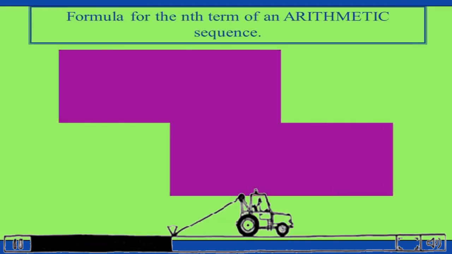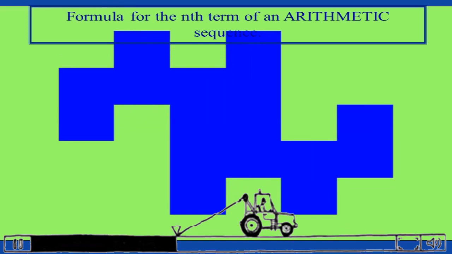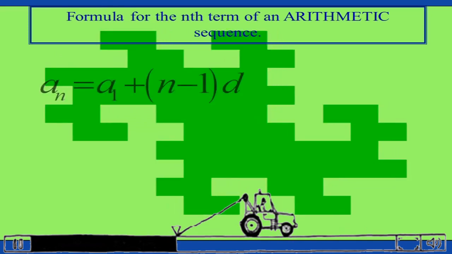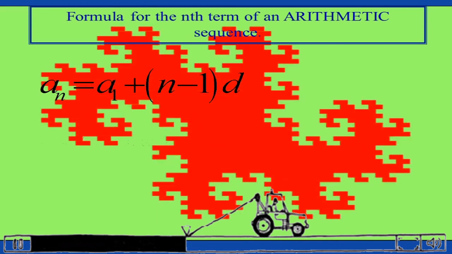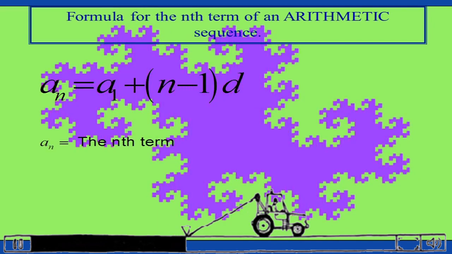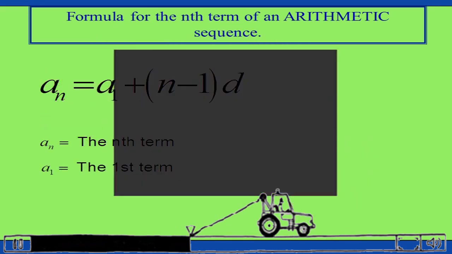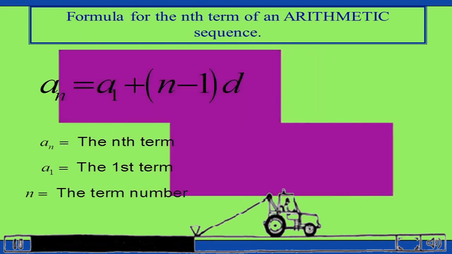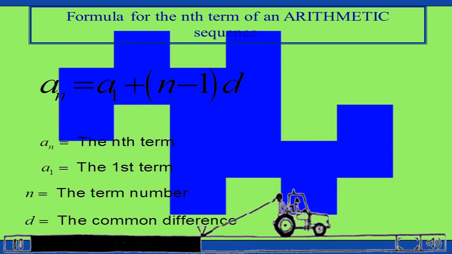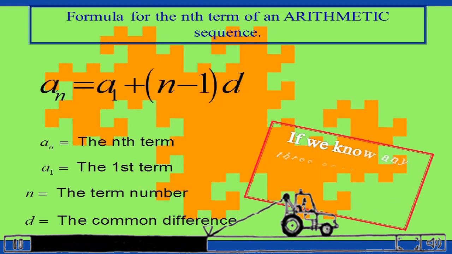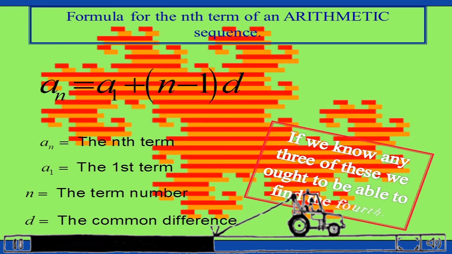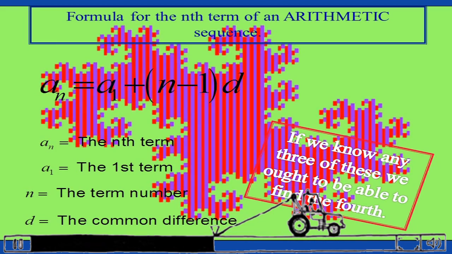Formula for the nth term of an arithmetic sequence. The nth term is a1 plus n minus 1 into d. Here, an is the nth term, a1 is the first term, n is the term number, and d is the common difference. If we know any three of these, we ought to be able to find the fourth.